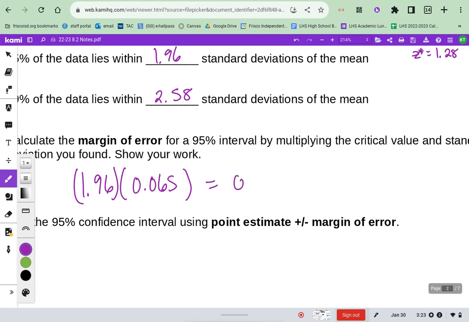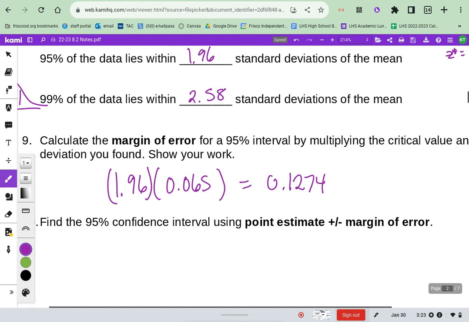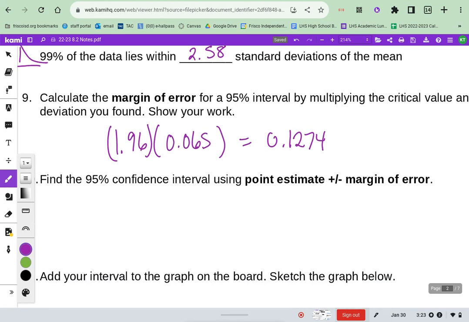So mine was 0.1274. So to find your entire interval, you do your point estimate plus or minus your margin of error.